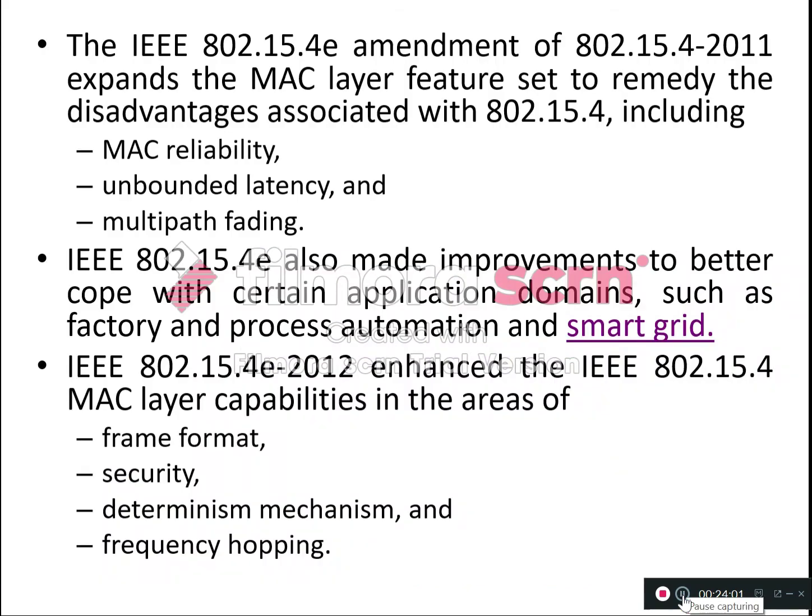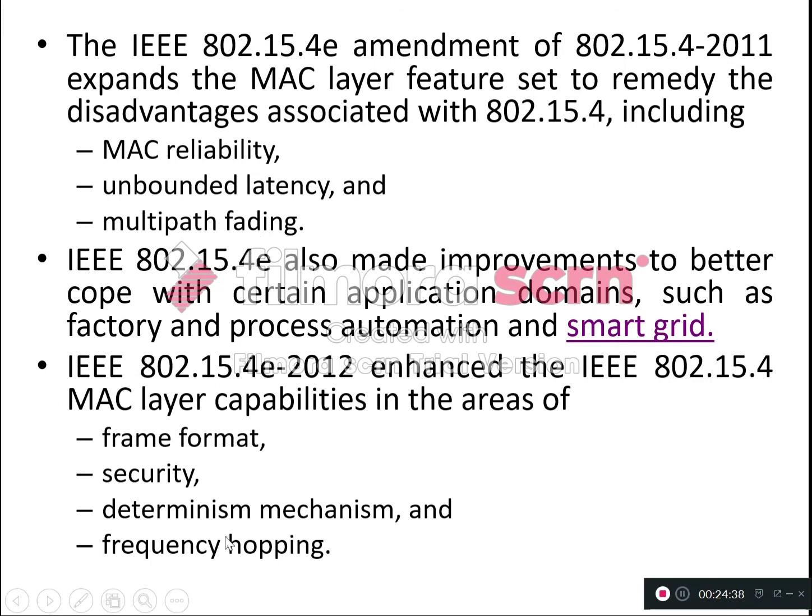Okay, that is the information about the smart grid. IEEE 802.15.4e 12 version enhanced the IEEE 802.15.4 MAC layer capabilities in the following areas like frame format, security, determinism mechanism. The determinism means the unbounded latency. So for any operation the latency should not cross the threshold. It should be the same. So that is determinism. So it has been improved, and also frequency hopping.